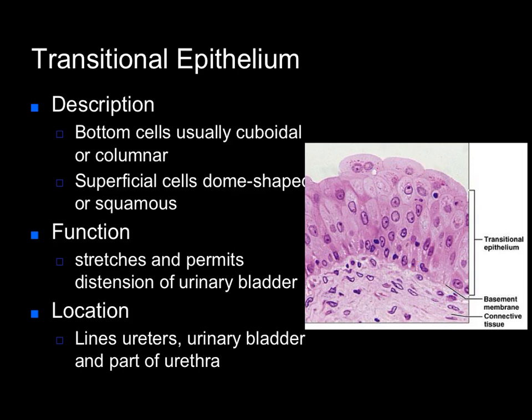The function is that it stretches and permits the distension of the urinary bladder. So if you think about it, the urinary bladder is going to constantly stretch and then contract as it's pushing the urine out. So this tissue is basically giving its structure to the function. Location is it's going to line the ureters, urinary bladder, and part of the urethra.